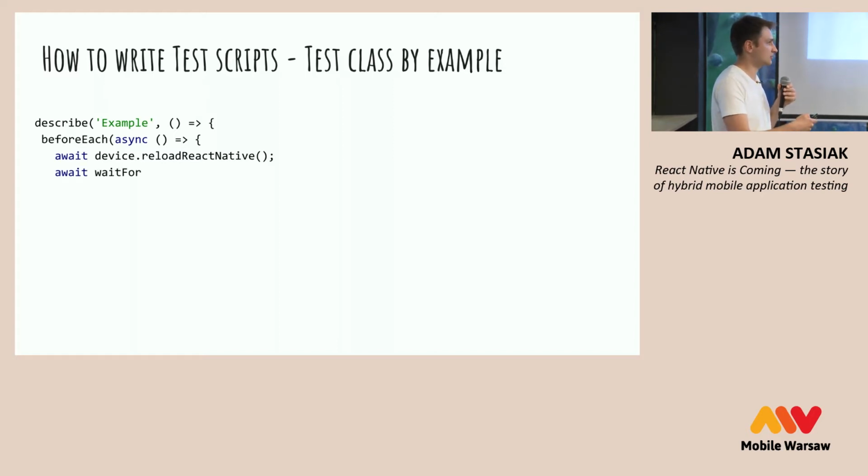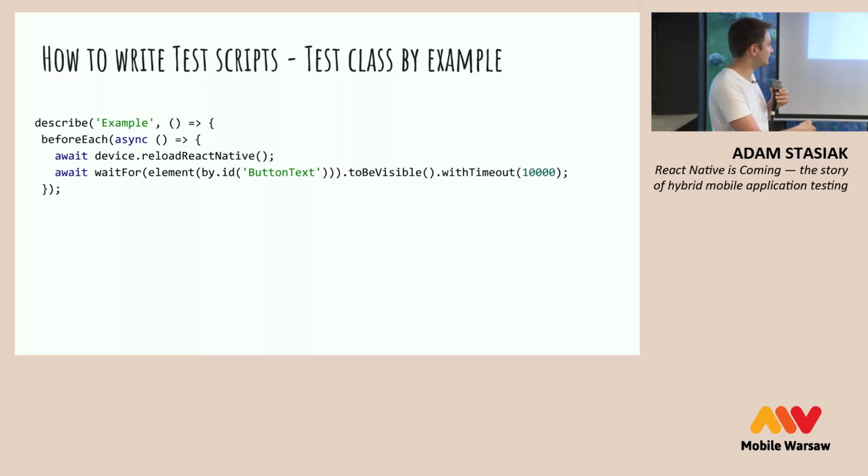Next, we will put some validation to check if the reload action succeeded. So we start with wait for. It is from Detox. Next, we call that we are waiting for an element, and we will find this element using an identifier. So you can see that I use by ID button text. So it's the test ID declared before. And then we say that we are waiting for this element to be visible with a limited time, 10 seconds.